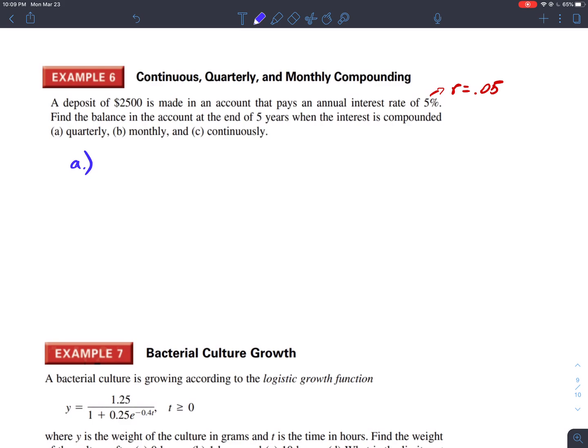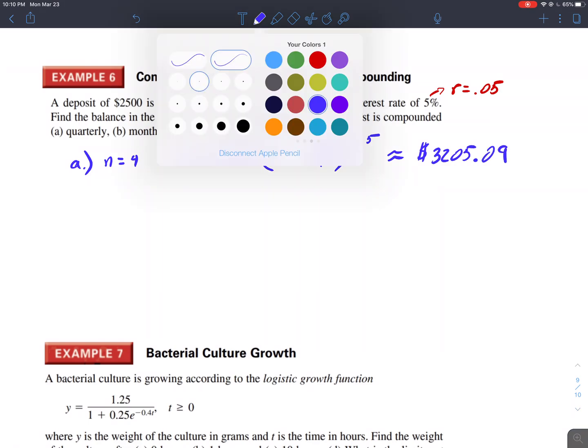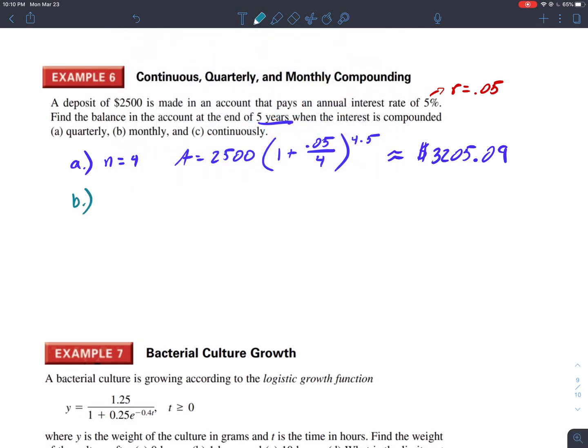If it's quarterly, then n equals 4. And our formula becomes A equals 2,500 times 1 plus the interest rate, 0.05, divided by the number of compounding periods, 4, all raised to the number of compounding periods times the number of years. The number of years was 5. And that comes out to approximately, I've got the calculator already worked here, $3,205.09.